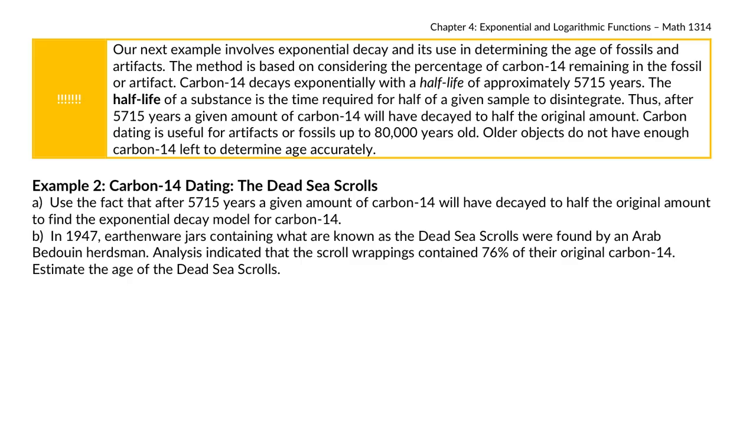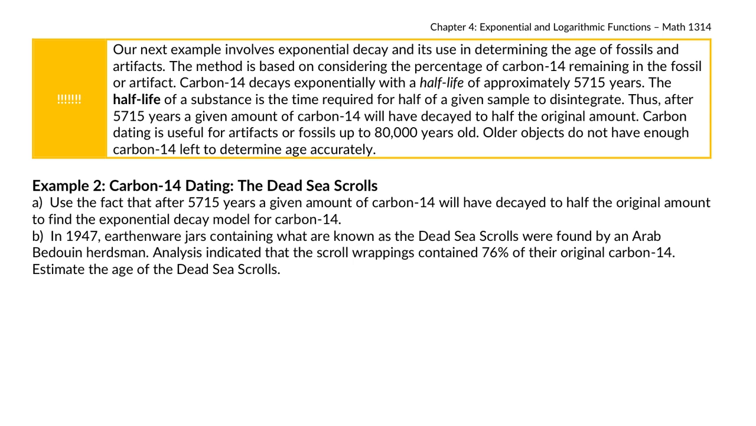So our next example involves exponential decay and its use in determining the age of fossils and artifacts. This method is based on considering the percentage of carbon-14 remaining in the fossil or artifact. Carbon-14 decays exponentially with a half-life of approximately 5,715 years. And this is like legitimately how people carbon date stuff. The half-life of a substance is the time required for half of a given sample to disintegrate.